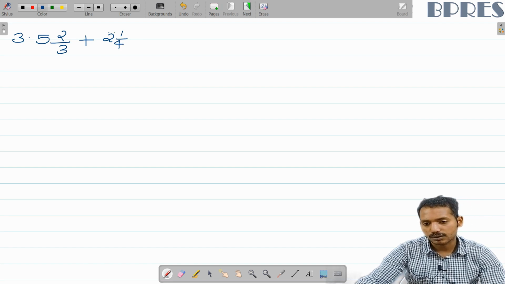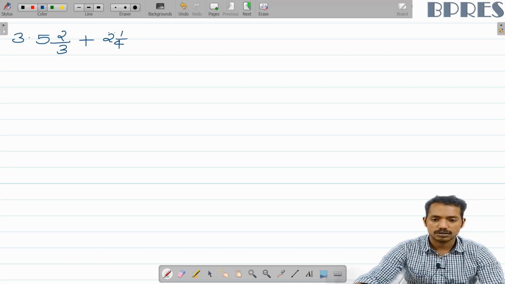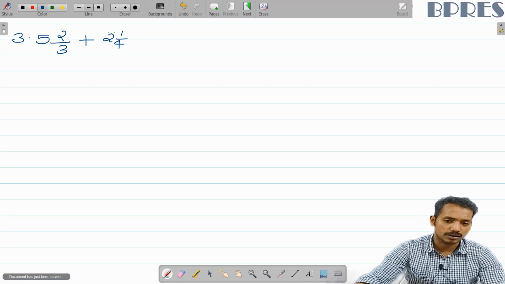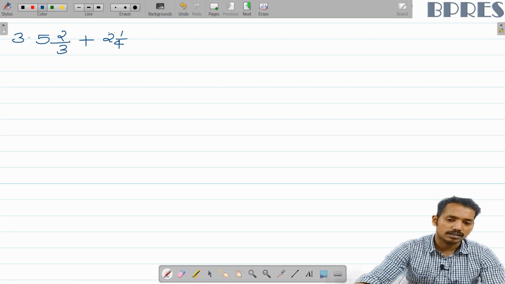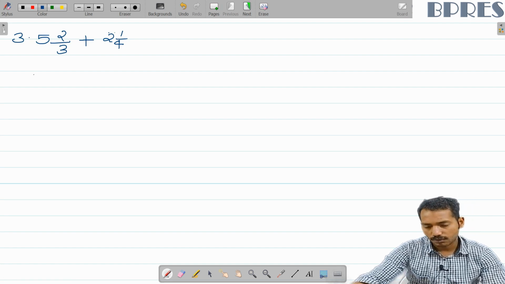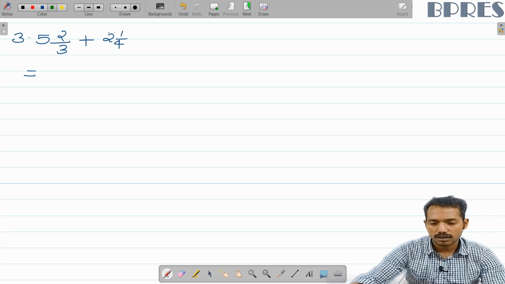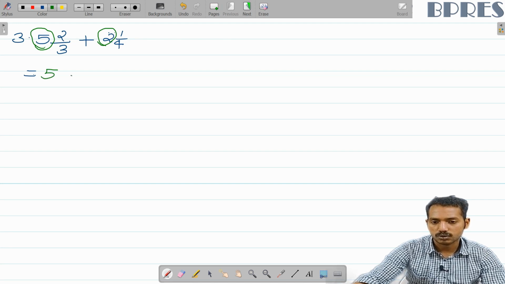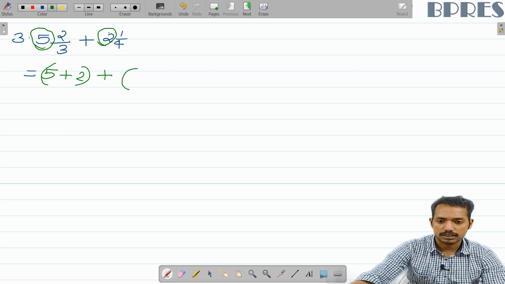Here two mixed fractions. How to add or subtract these two? Here I am taking only the example for addition. Okay, the same thing we can do in subtraction, only this plus will be changed to minus. For that, first thing is to separate the whole parts and fraction parts from the mixed fractions. So here 5 and 2 are the whole parts. Clear? So separate that. 5 plus 2, plus, then I separately add the fraction parts, that is 2 by 3 plus 1 by 4.